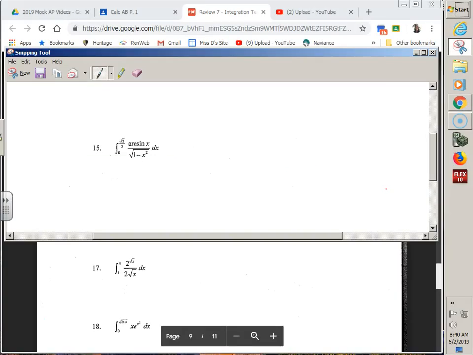I forgot this was the integration packet today. Good thing we didn't try to do corrections on the mock.